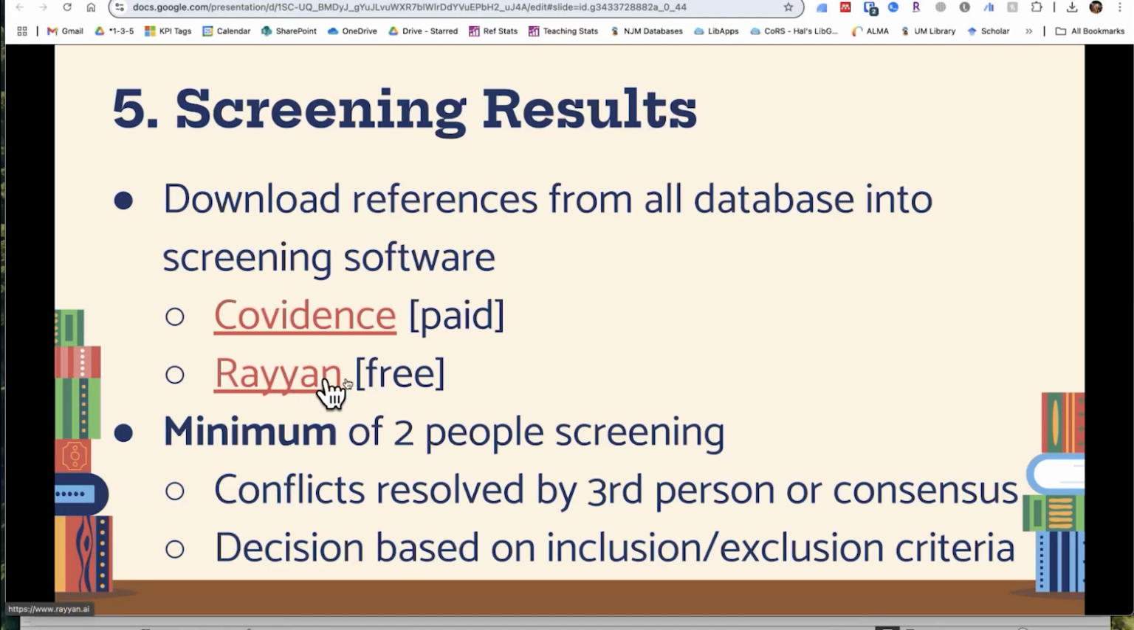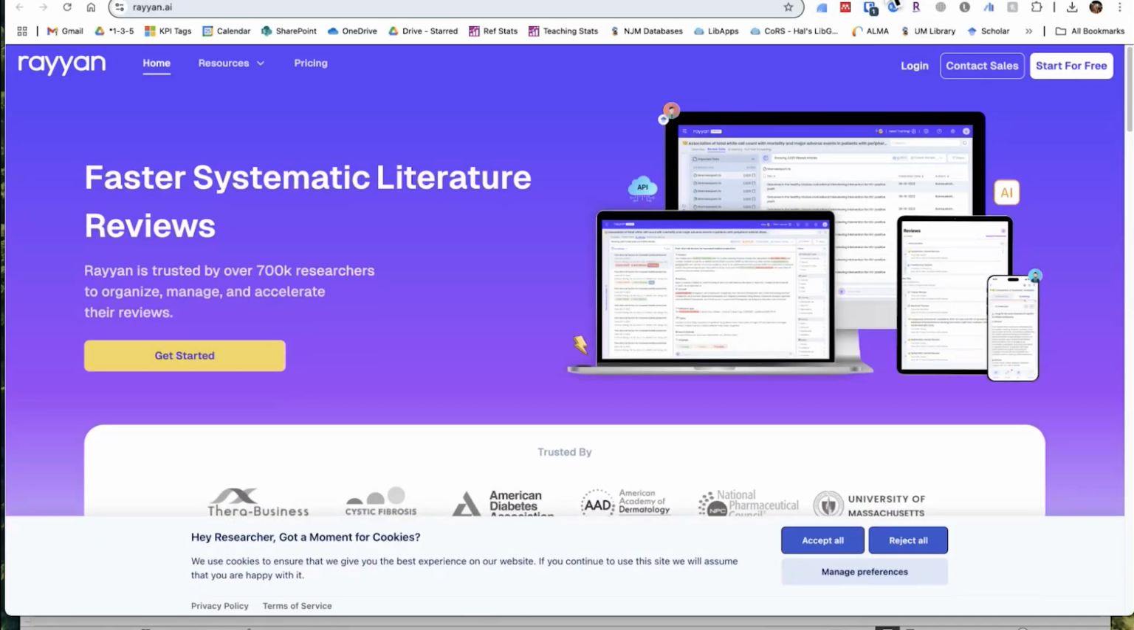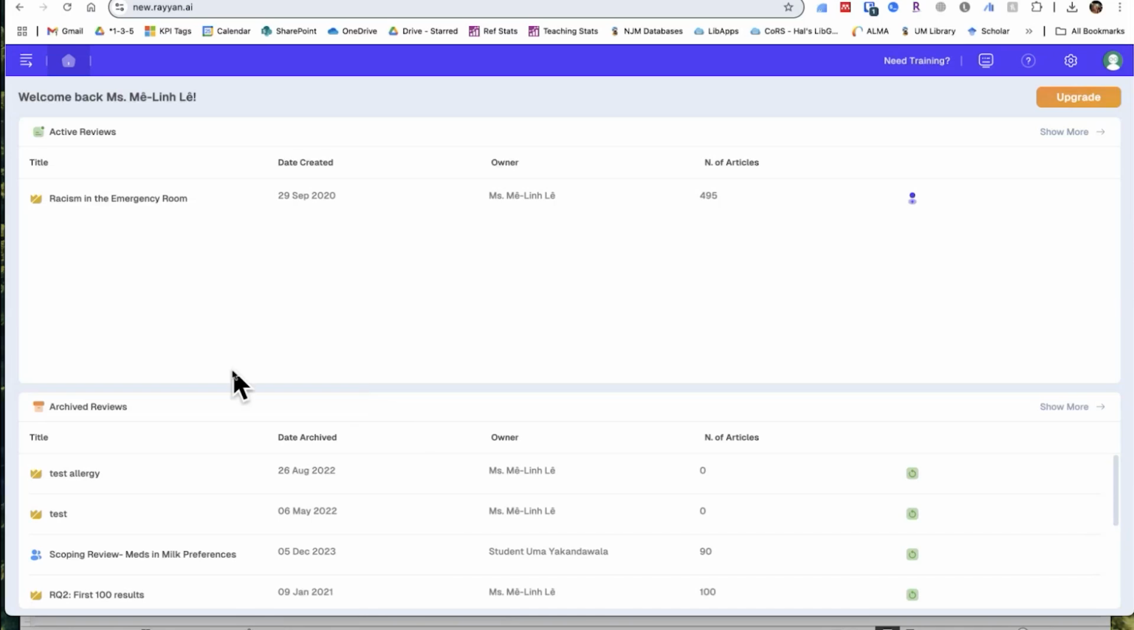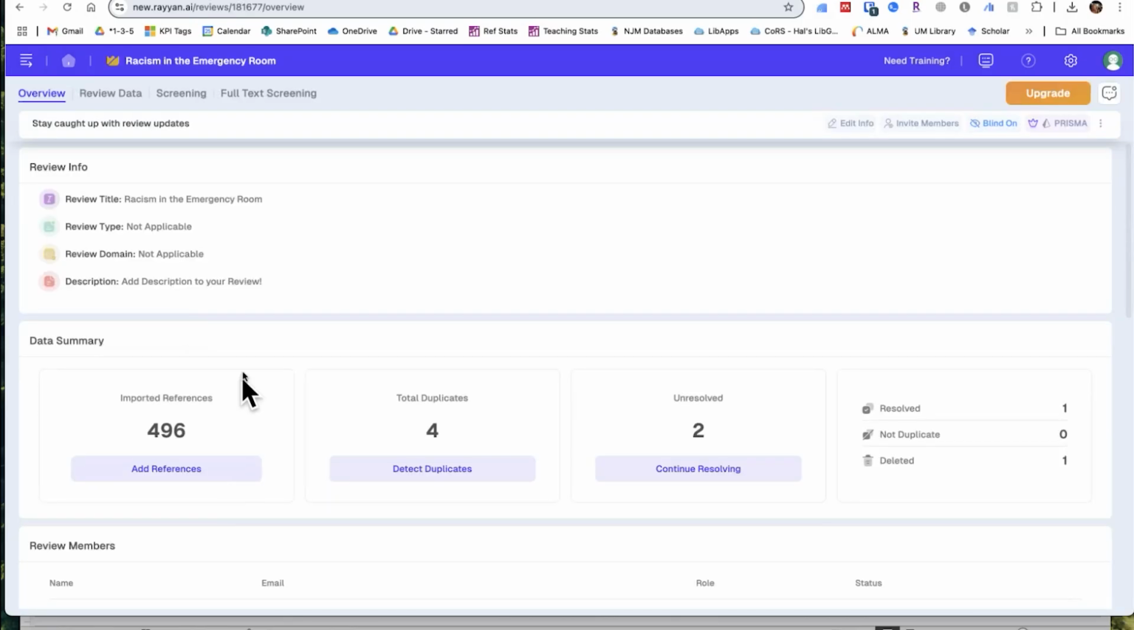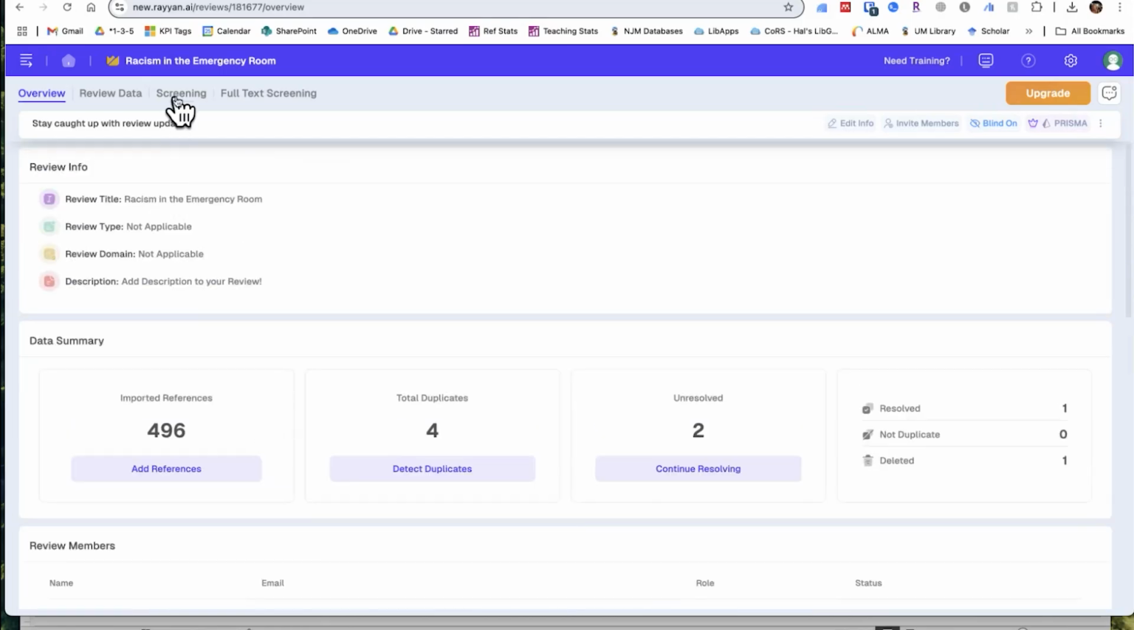But a similar one is called Rayyan, I always want to call it Ryan, maybe people call it Rayan. I'm just going to open it up here so you can see. I had already logged in, but here, I logged in over here. Okay, so what you can do is you start a review in this product, and this is just one of my sample ones. And then you can import all of your references into the project. You can add different team members, and then you can go through and start screening.